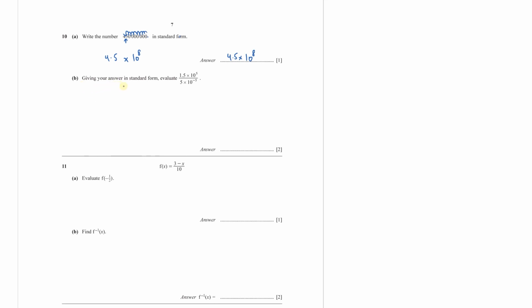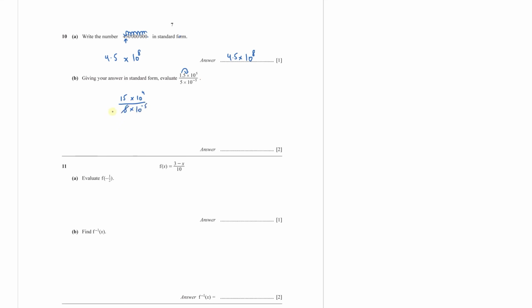Again, part B is giving your answer in standard form. Evaluate this expression. So I can remove this decimal here so that I make this division easy. So it becomes 15 into 10 to the power. Since I move the decimal one place to the right, I'll decrease the power of this 10 by 1. So that becomes 10 power 4. And then divide by 5 into 10 power minus 5.